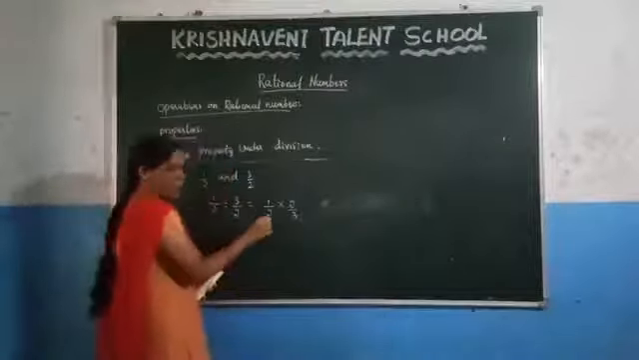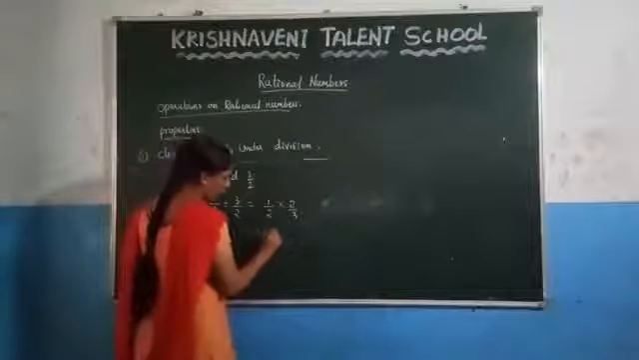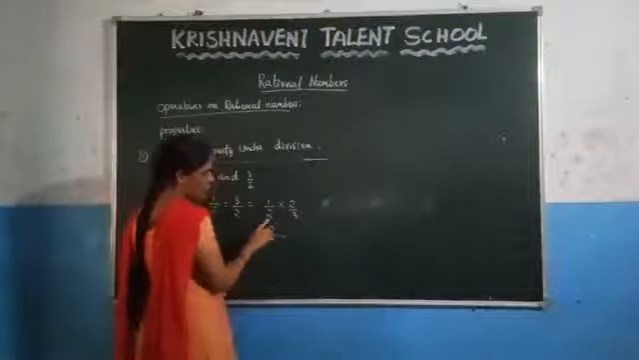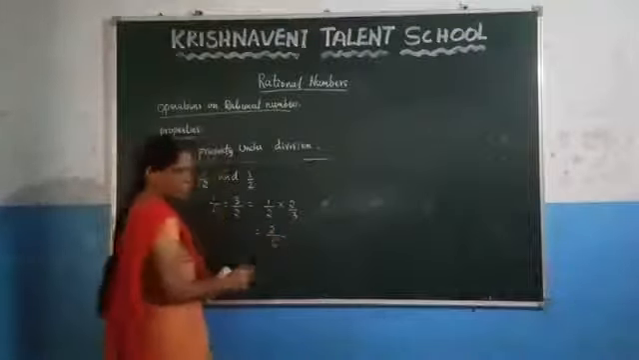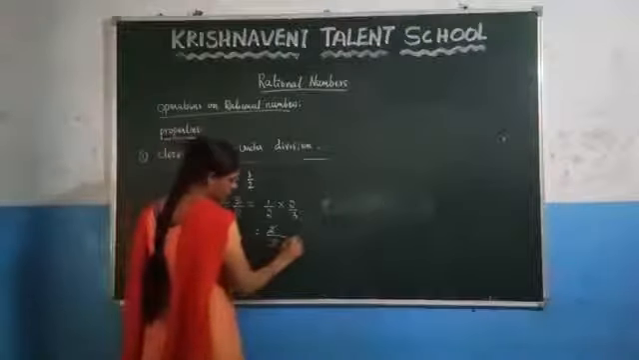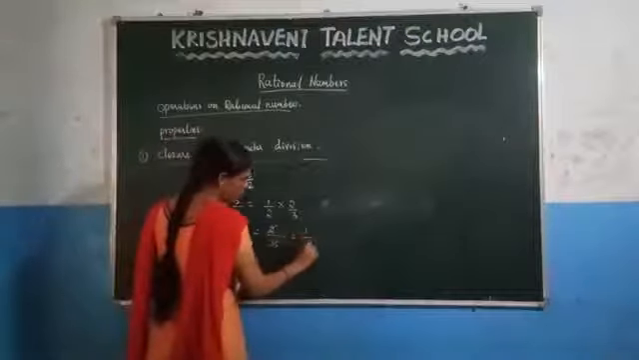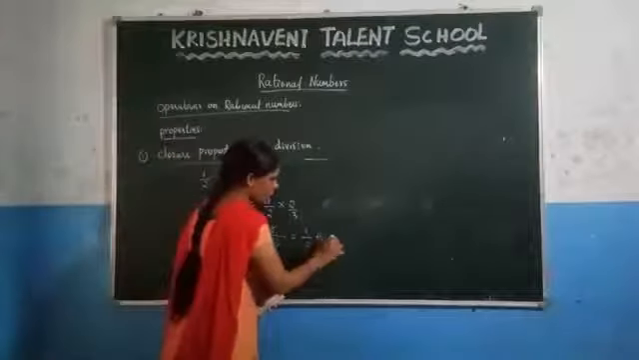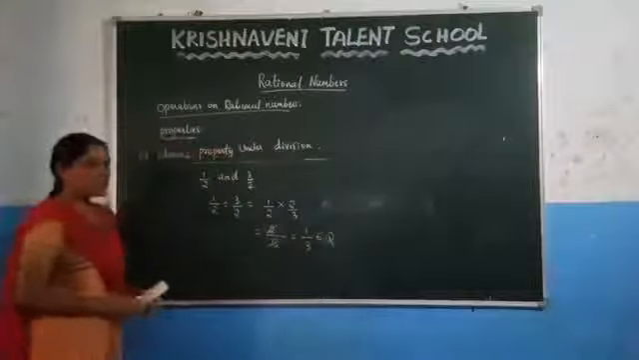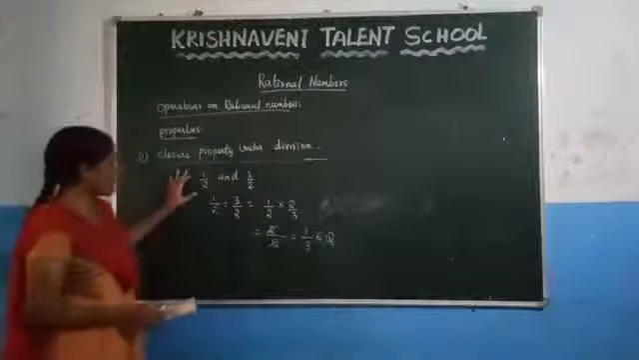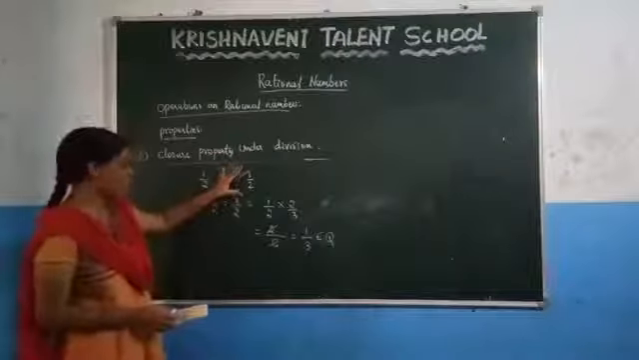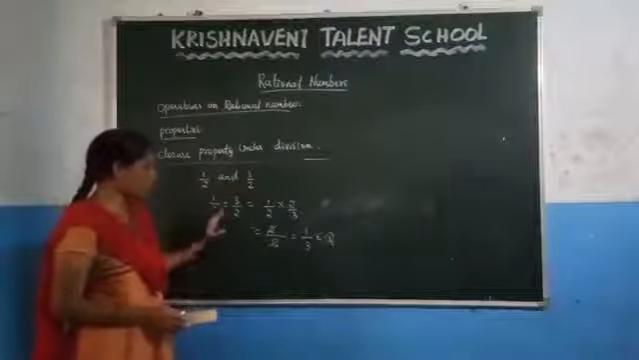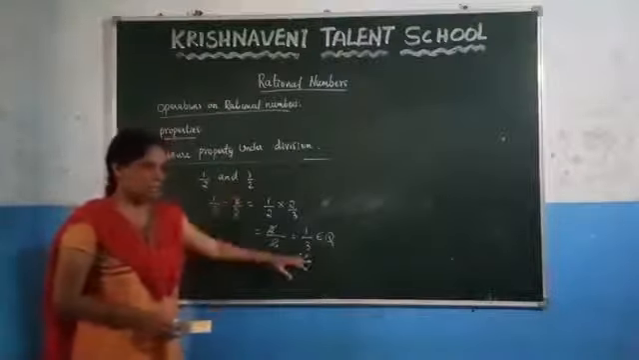Now you can multiply the numerators. What is the value of 1 into 2? 2. And what is the value of 2 into 3? Which is 6. So after cancellation, 2 ones are 2 and 2 threes are 6, and you can observe that 1 by 3 is a rational number. So from this we can conclude that if you divide any two rational numbers, you get a result that is also a rational number.